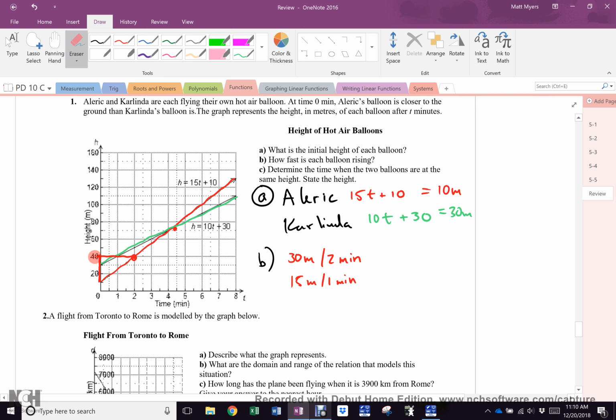Carlinda is, of course, going up 10, 20, 30, 40 in 1, 2, 3, 4 minutes, right there. 40 meters in 4 minutes, which is, of course, 10 meters per minute. When are the balloons at the same height? C, right there. State the height, 70 meters.